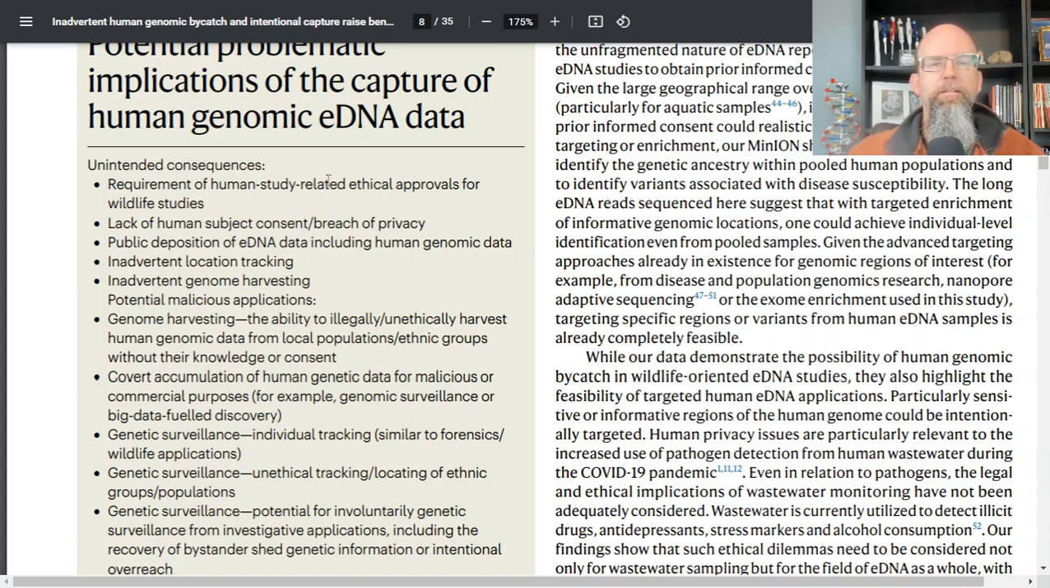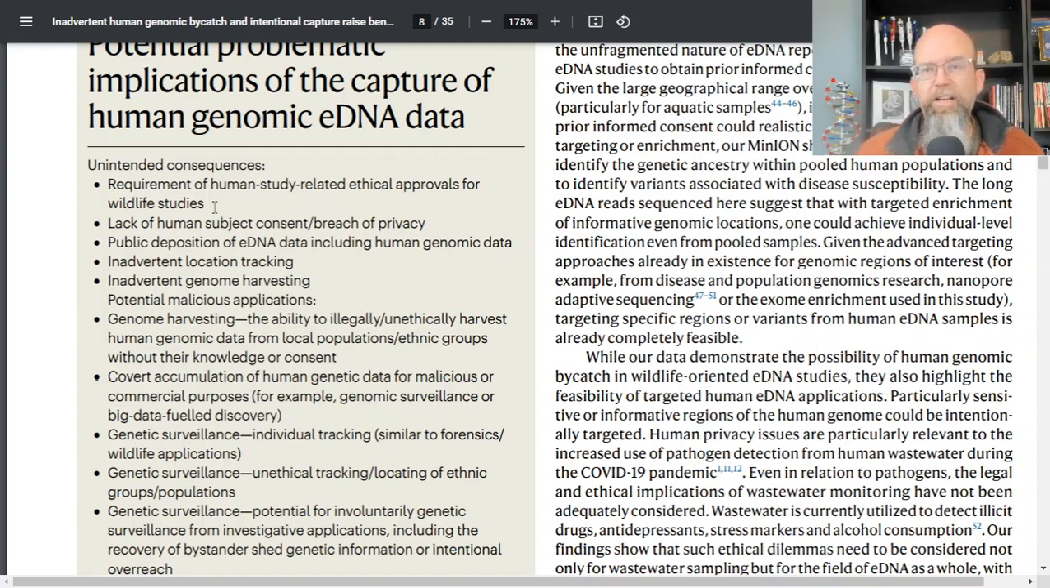Requirement of human study-related ethical approvals for wildlife studies. I mean, what happens when we start just getting so much human DNA all the time? Who's going to govern that? Is this something that the university needs to govern? Of course, there's private companies doing this too. Who's got the ethics board that considers how you're using these particular samples?